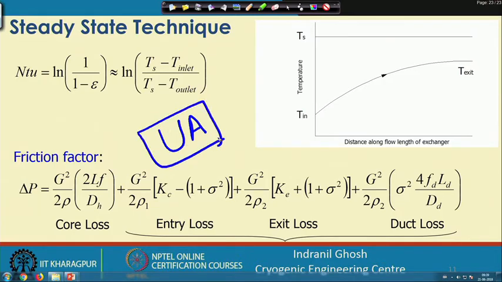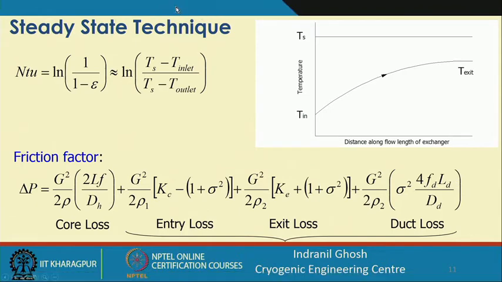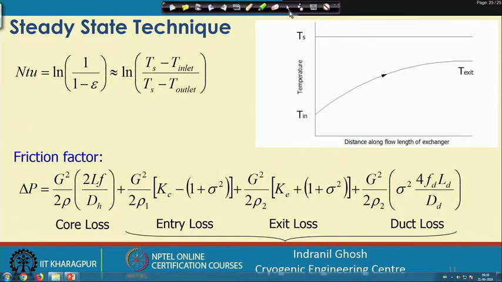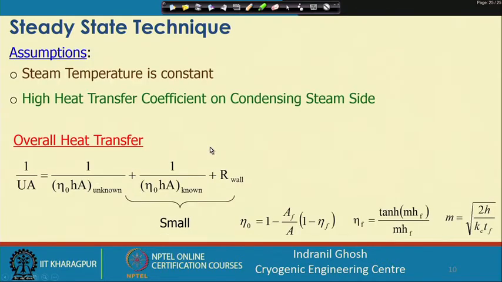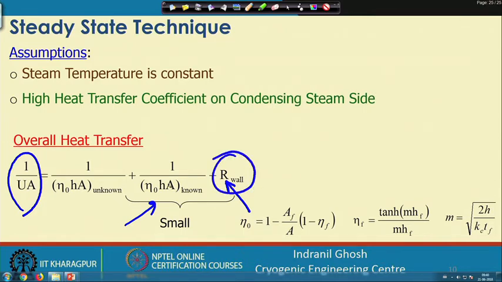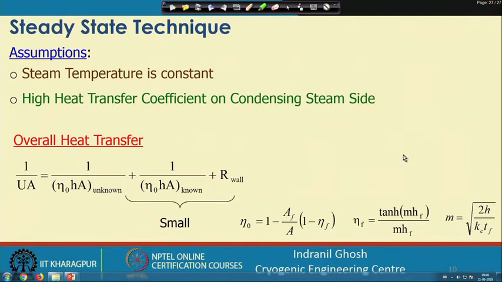As we have seen in the previous slides, this 1 by UA is related to the known heat transfer coefficient and the known wall resistance. Since we already have an estimate of UA, we are able to calculate the unknown heat transfer coefficient, where we have put the test surfaces on this side. This is how we measure the heat transfer coefficient in the plate fin type of heat exchangers.